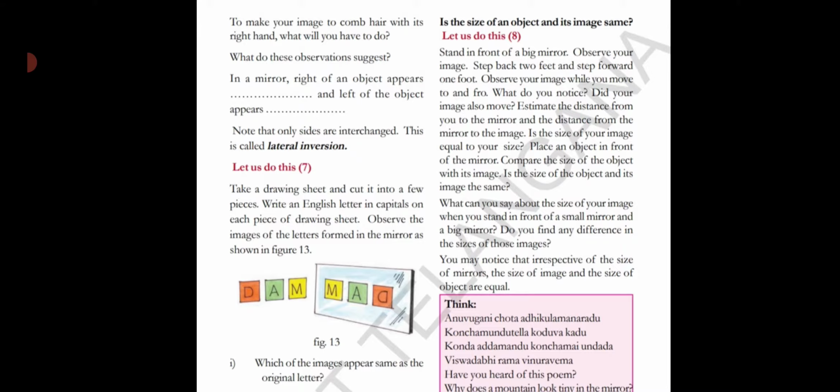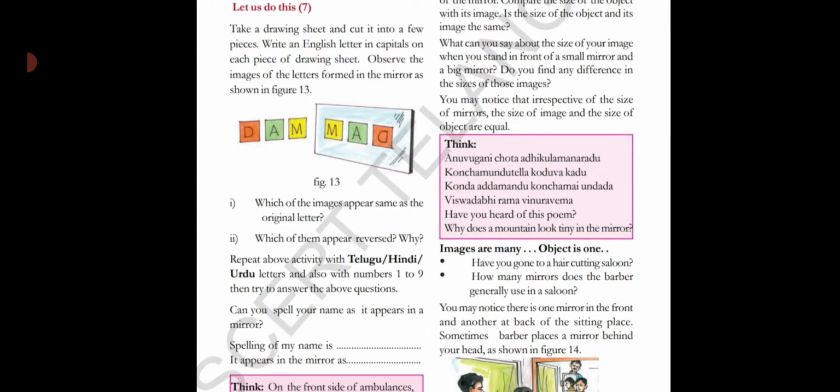Try this, children, at home. You may notice that irrespective of the size of the mirrors, the size of the image and the size of the object are equal. Even though the mirror is small, even though the mirror is big, whichever object is in front of the mirror, the image formed will also be the same size as the object.